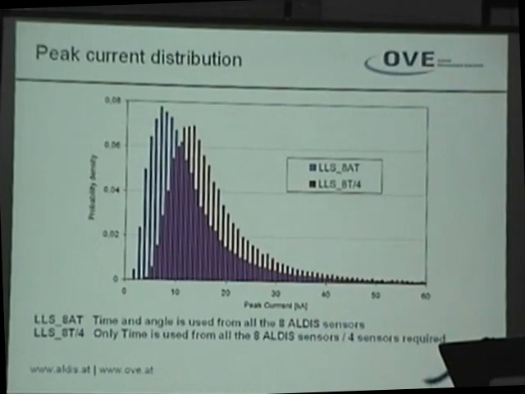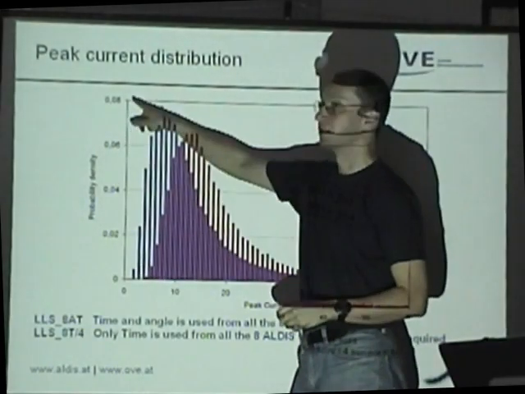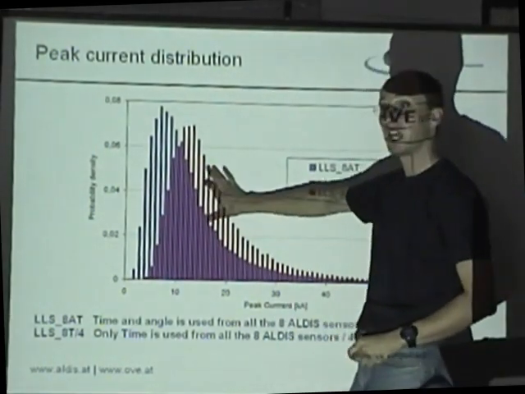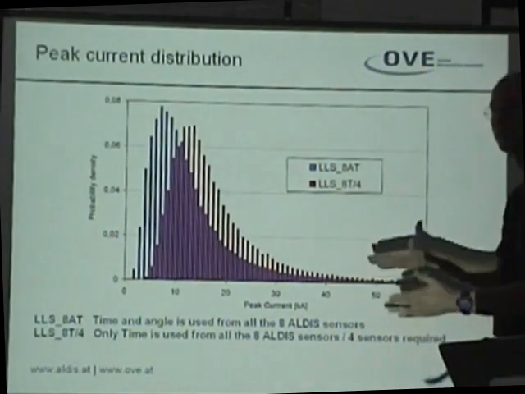Stronger peak currents, more efficient, if you have less... No, I don't detect it more efficient. This is a probability density. So the numbers here are not higher. Okay. It would mean it just shifts.